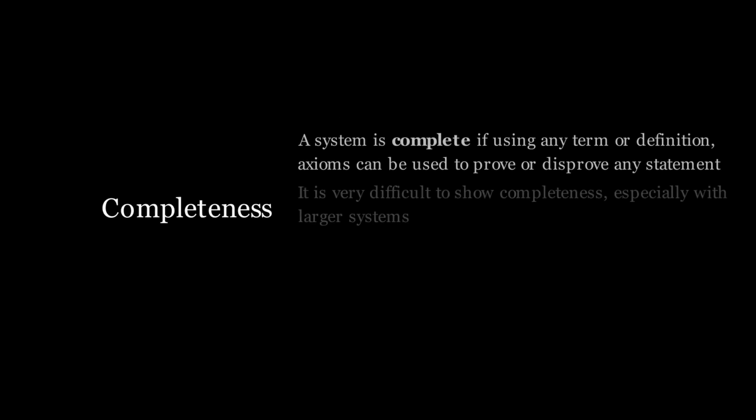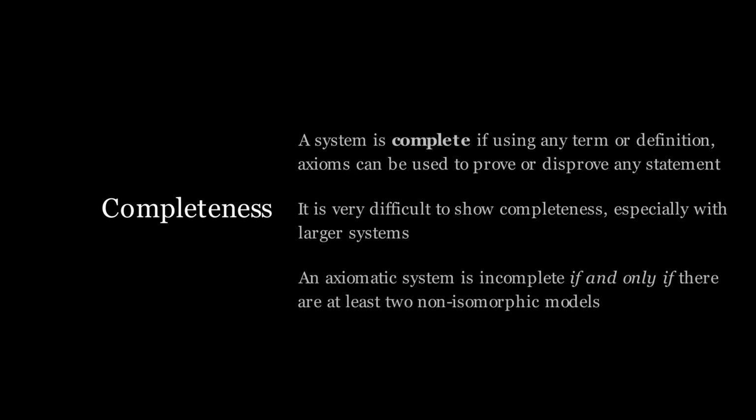The last way we define axiomatic systems is with completeness. An axiomatic system is complete if any statement using terms of the system can be proven or disproven. To prove that an axiomatic system is complete is very difficult, so instead we'll be proving that a system is incomplete. We can do this by finding at least two non-isomorphic models. Isomorphism just means when two things have the same mapping.